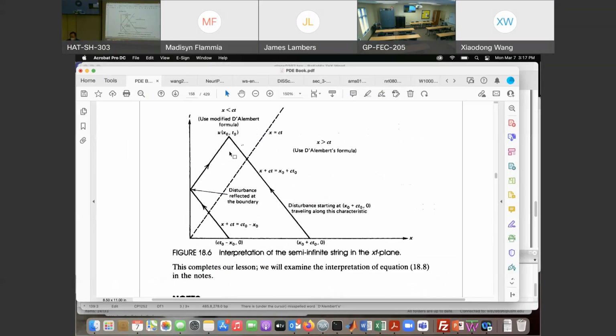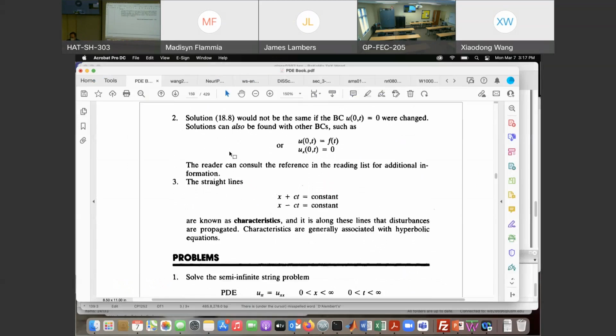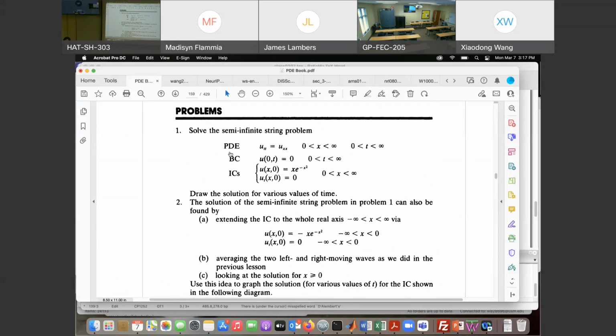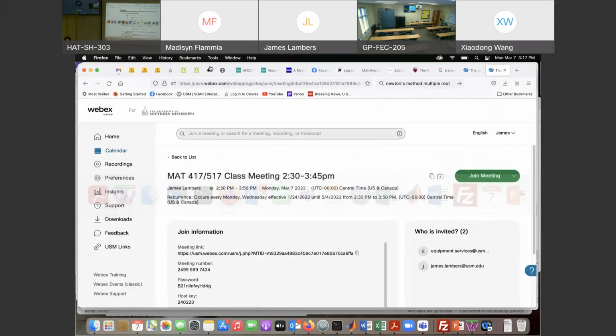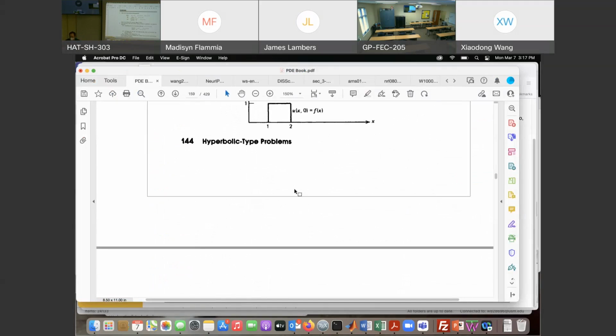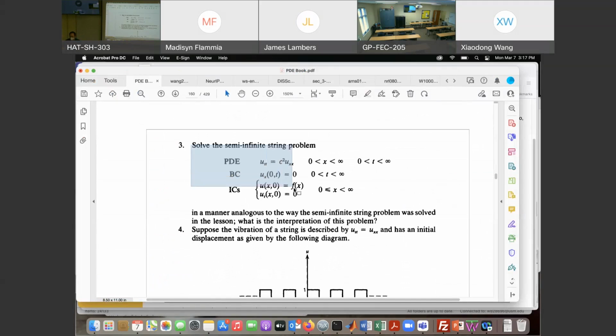One thing I want to point out from one of the homework problems from lesson 18. The problems I assigned, problems 1 and 3. So this problem is similar to the problem I've just been talking about, with one key exception: we have a different boundary condition. du/dx is equal to 0 at x equals 0. So that's going to result in a different solution formula again.